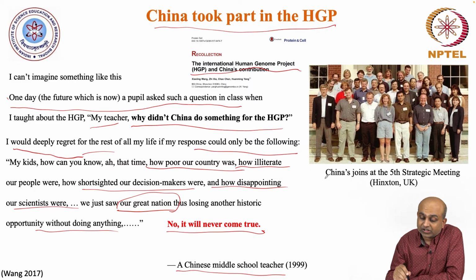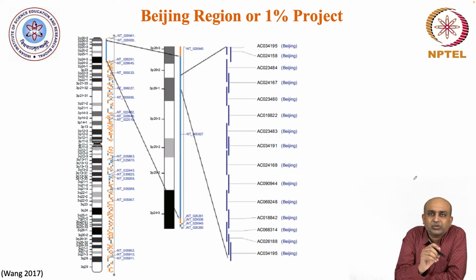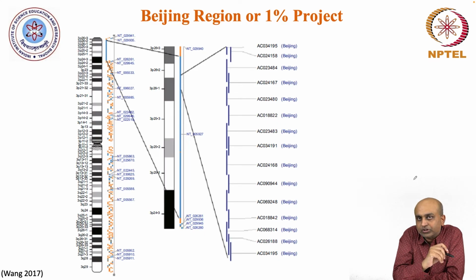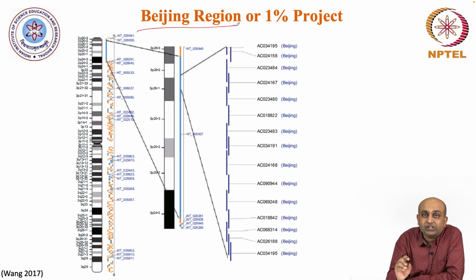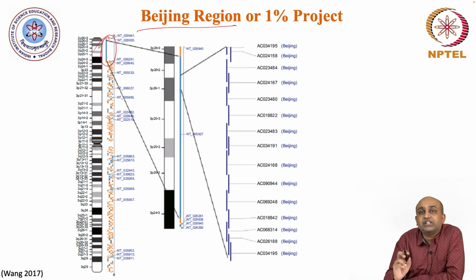So this is the Chinese team joining the 5th strategic meeting of the HGP in the UK. You see some Chinese scientists taking part in this meeting, and this is the first time China is becoming part of the HGP. So what exactly did China do? They managed to sequence 1% of the human genome. This part is also known as the Beijing region. If you go to chromosome 3 of the human genome, at the very end, in the P arm, there is this region. This region is known as the Beijing region or the 1% project.